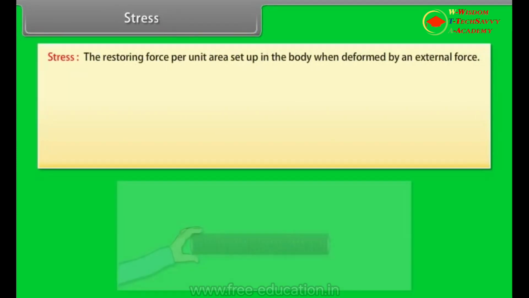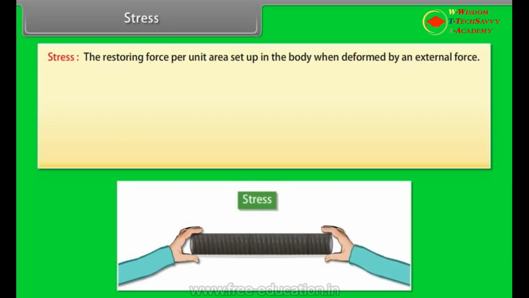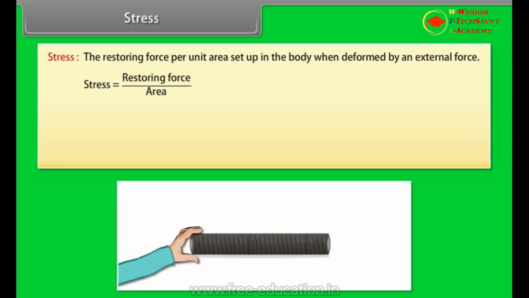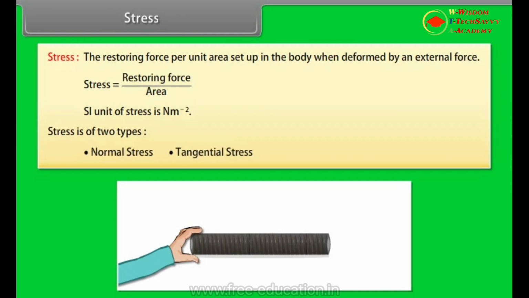Stress. Stress is defined as the restoring force per unit area set up in the body when deformed by an external force. Stress is equal to restoring force upon area. The SI unit of stress is Newton per meter squared. Stress is of two types: normal stress and tangential stress.